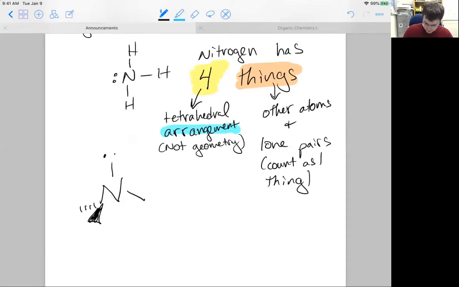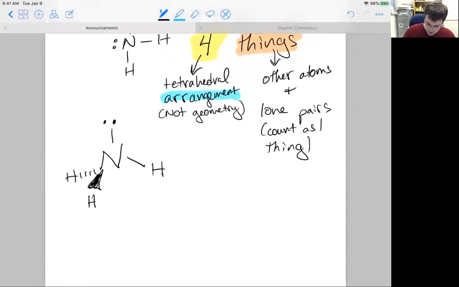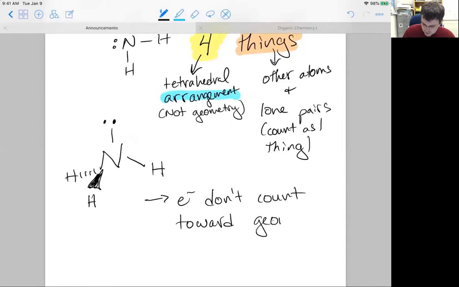I'm going to pick, for the sake of discussion, to put the lone pair of electrons, one of its 4 things, at the top position. Hydrogen going down and to the right, hydrogen going down to the left as a wedge, down and to the left as a dash. Okay. What I want us to remember is that electrons don't count toward geometry. So the electrons do not count when you're looking at or assigning the geometry.